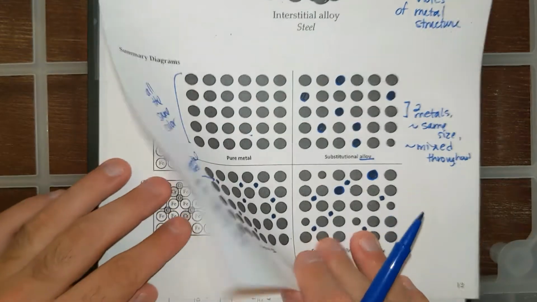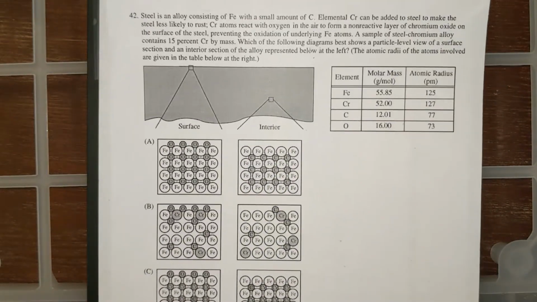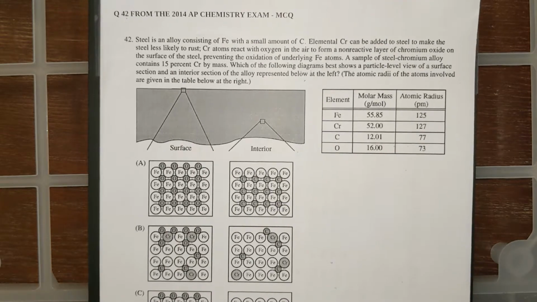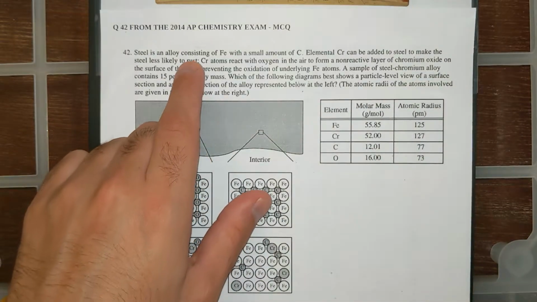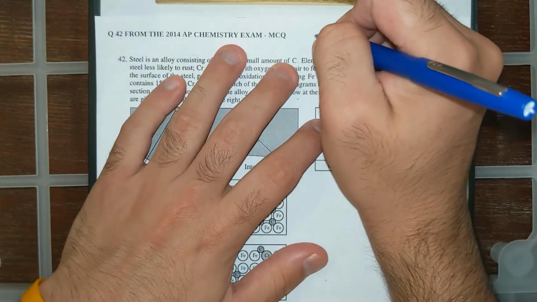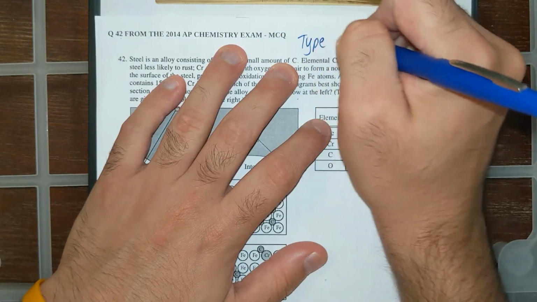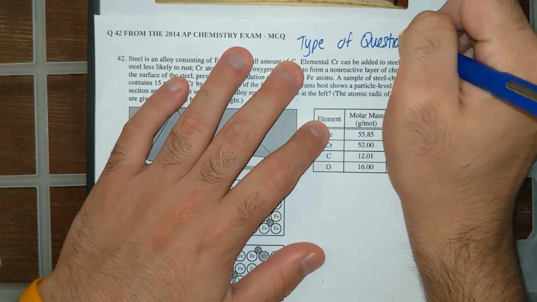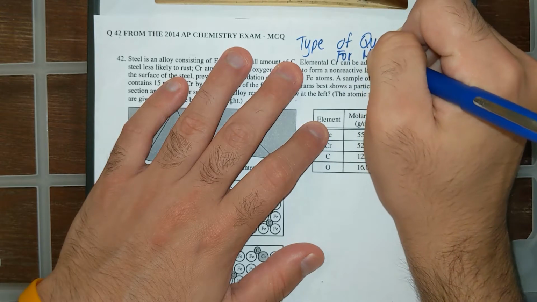Now, if you wanted to gain a little practice, there is a big question on the last page of our notes, which is question 42. It comes from the AP Chemistry 2014 exam. This would be a type of question related to substitutional and interstitial alloy. So, a type of question for metallic bonding.